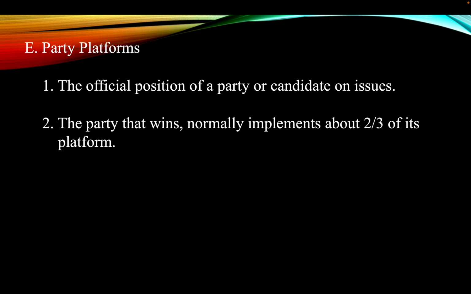Interestingly enough, the party that wins normally implements about 2/3 of their platform. That's a pretty high percentage. And a lot of it, when you look at it, it's like, okay, did you know that this was in the platform? Did you know that they did it? Things like that. One of the more interesting ones was back in the 1990s, 1994 midterm elections.